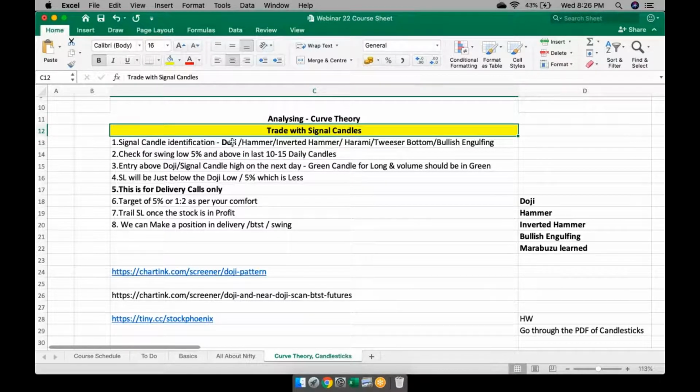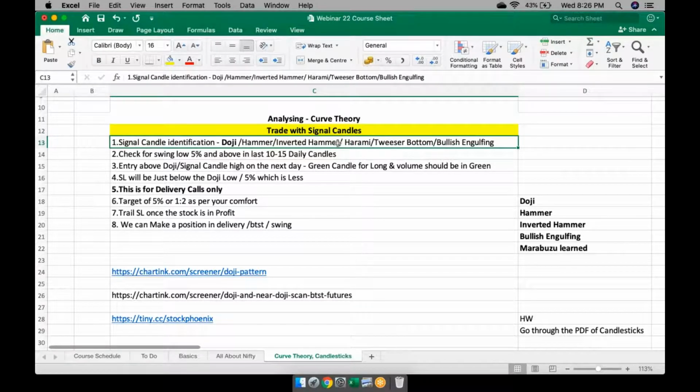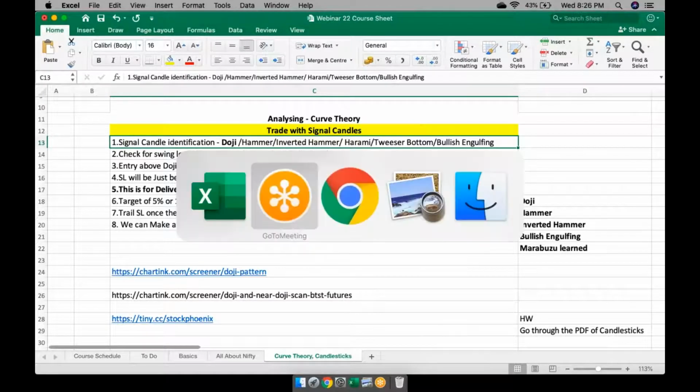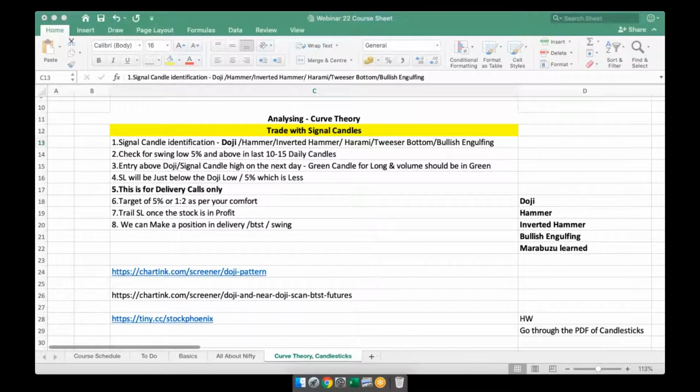What are signal candles? Doji, hammer, inverted hammer, harami, tweezer bottom, bullish engulfing. These are very popular candlesticks that you can identify with the naked eye. That means no screener is required. Just by seeing a chart, we can identify this is a hammer, this is a tweezer bottom, this is an engulfing. We can identify them very easily.